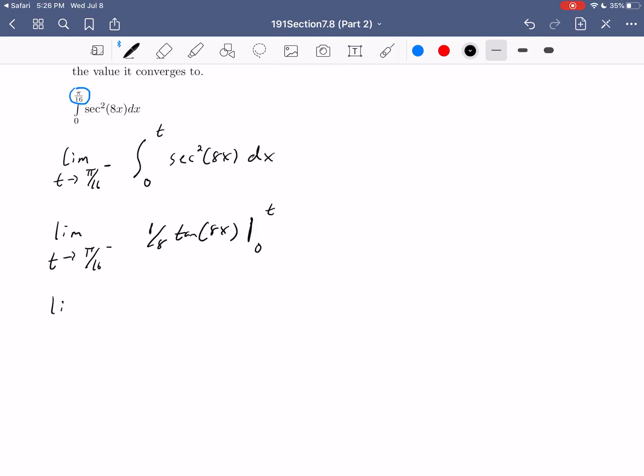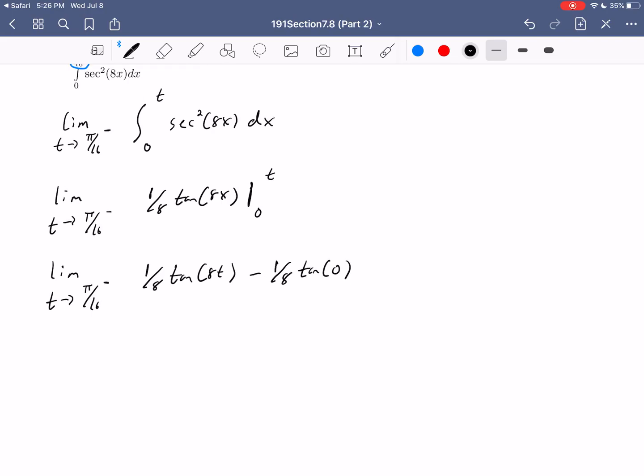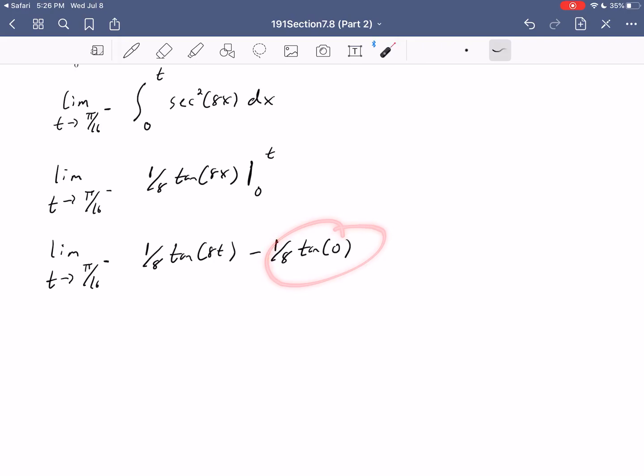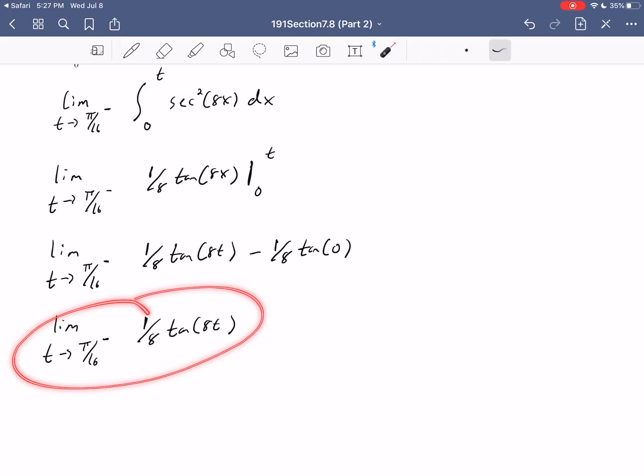Let's plug that stuff in then. We get the limit as t approaches pi over 16 from the left. We get 1 over 8 tangent 8t minus 1 over 8 tangent of 0. Don't need to, but might not be a bad idea to just clean this up. Tangent of 0, of course, is 0, and we actually get the limit as t approaches pi over 16 from the left, 1 over 8 tangent 8t. Okay, so now we need to analyze this.